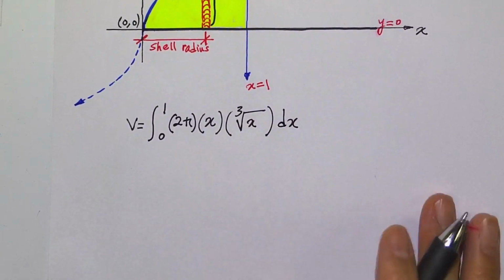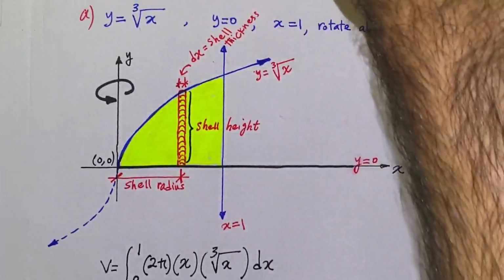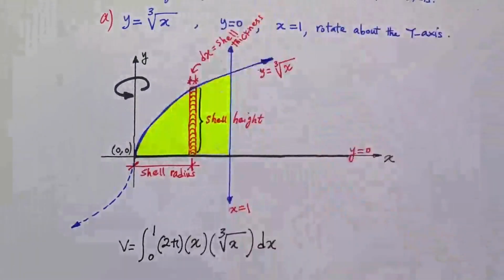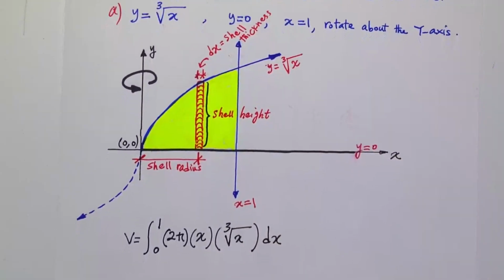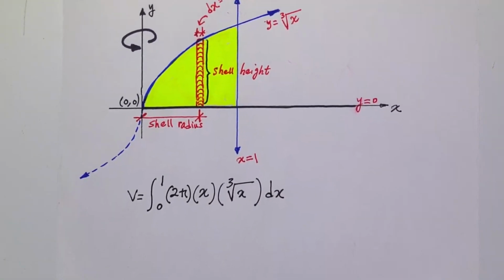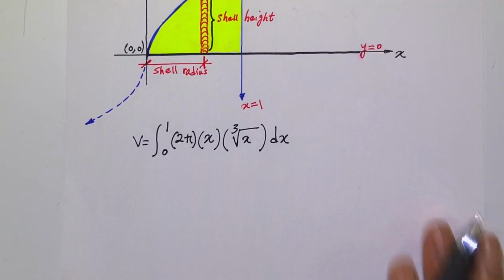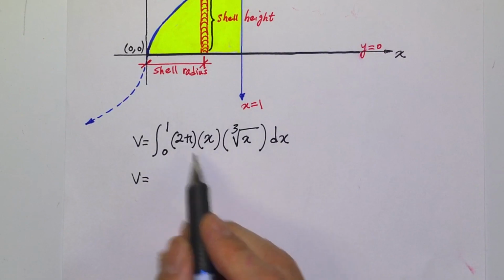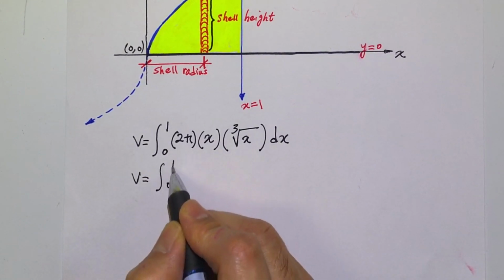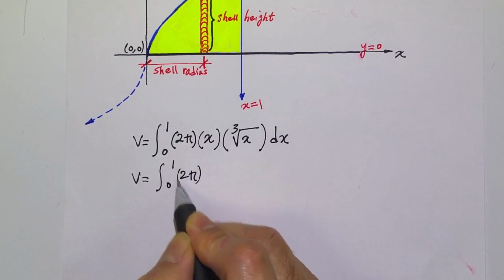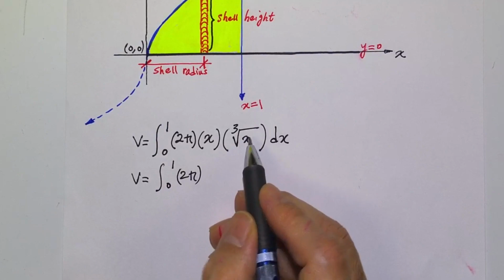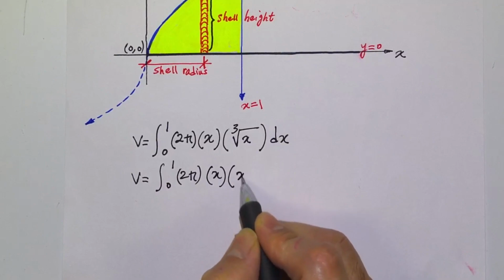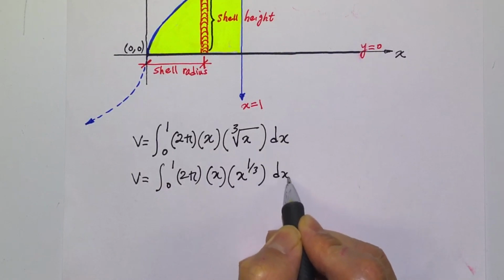Okay, so now, maybe if I zoom out a little bit, it'll be better. A little more, like that. Okay, so we can integrate now. Let me move this up. So we have the volume equals, let me rewrite this as a power function. So we have x times x to the 1/3 power dx.